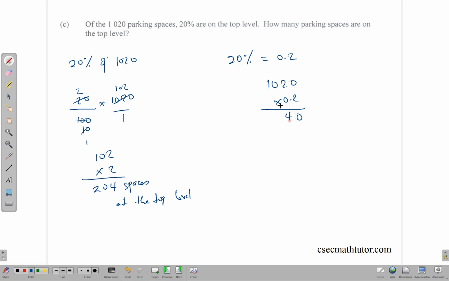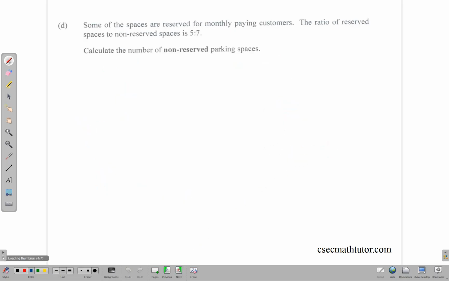2 times 2 is 4, 2 times 1 is 2. And of course, there's one decimal place. So we end up with our 204 spaces. All right, moving on to the next question.